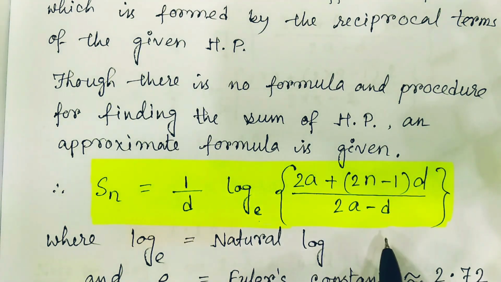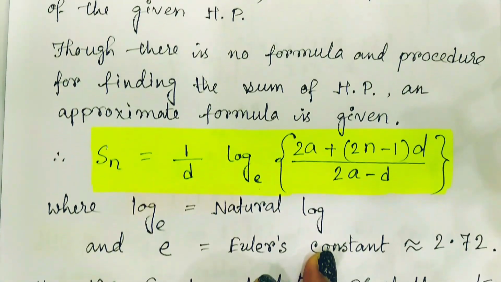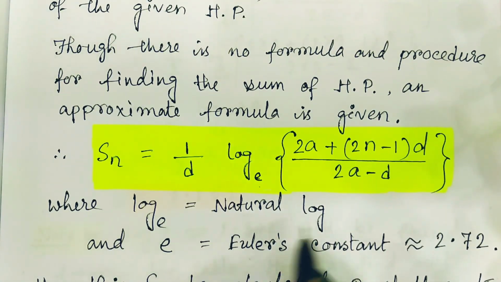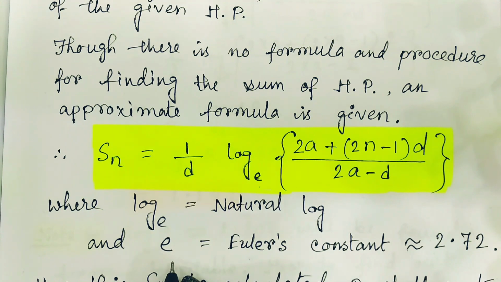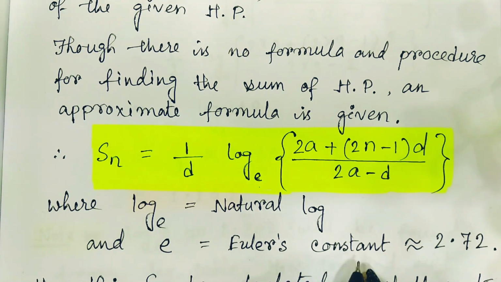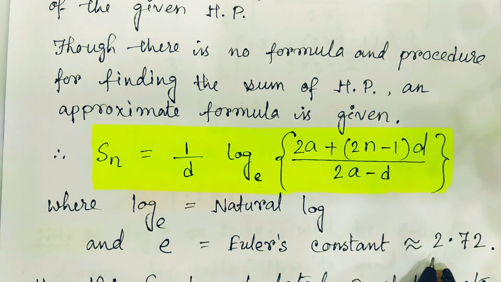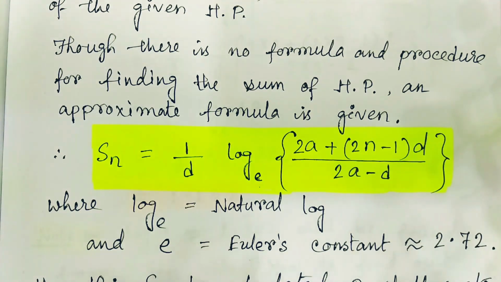Right now you just remember this formula only. How this formula is derived, I will give in a video very shortly. Again, the ln is the natural log, and the value of e, I hope you know, is Euler's constant, approximately 2.72.